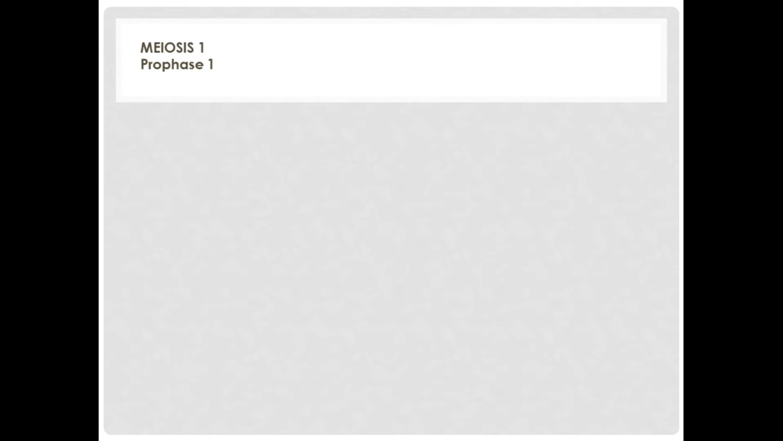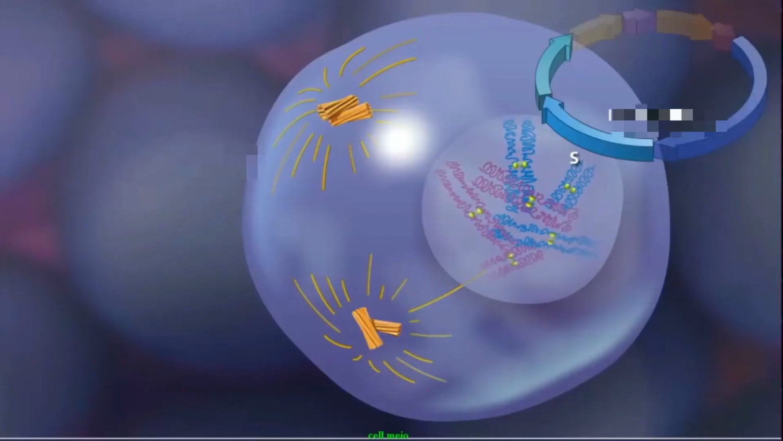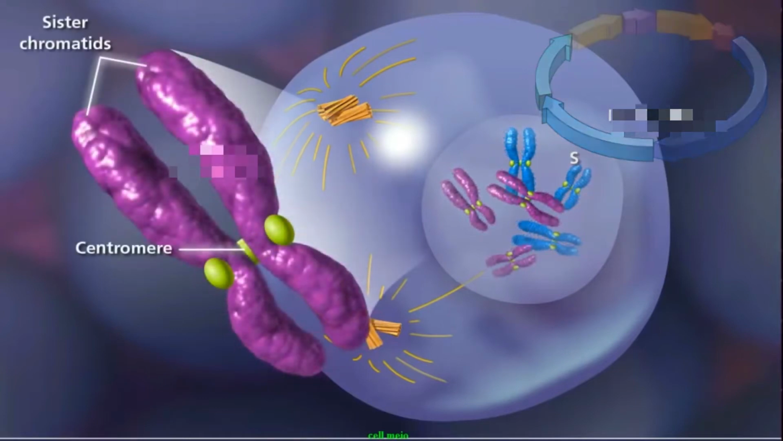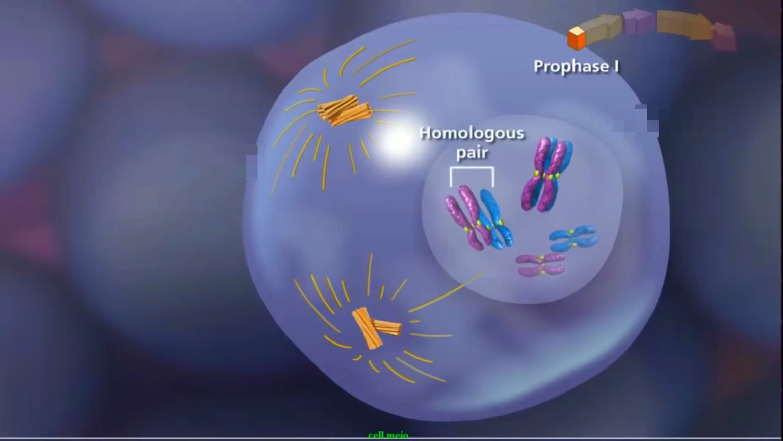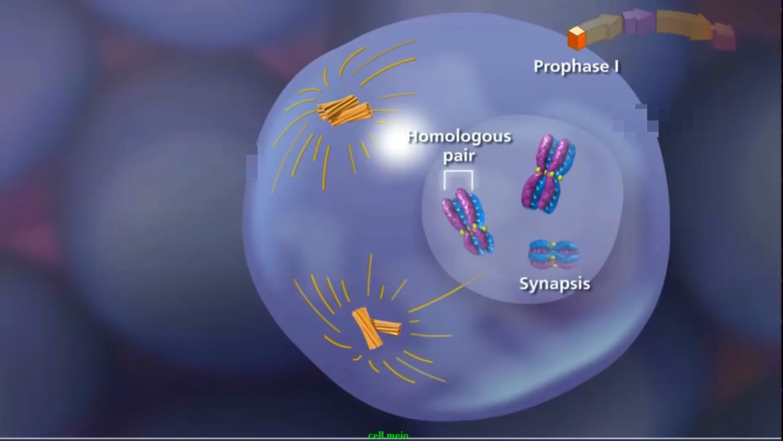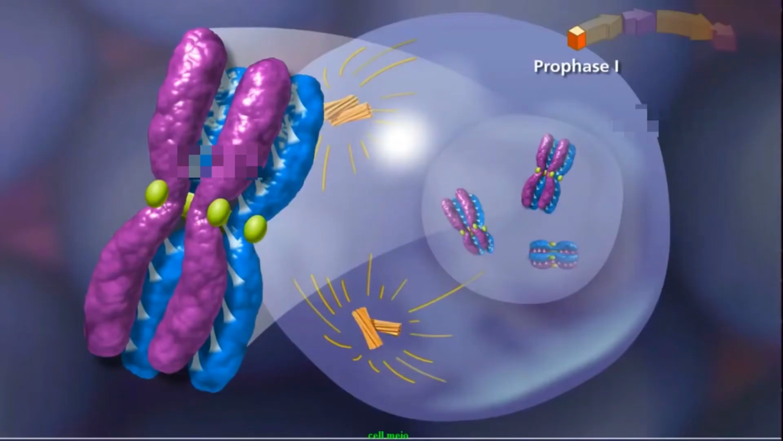Meiosis I starts with prophase I, and during prophase I, the following events occur. Chromosomes become visible because of shortening and thickening, and each chromosome is seen to consist of a centromere. Chromosome pairing, also called synapsis, between homologous chromosomes occurs, and each pair is called a bivalent. Homologous chromosomes appear to repel each other and begin to move apart at the centromere. Homologous chromosomes join at several points along their length called the chiasmata.